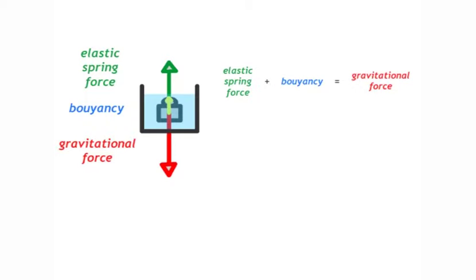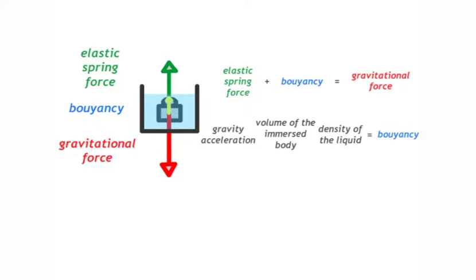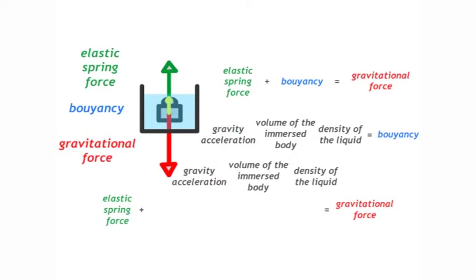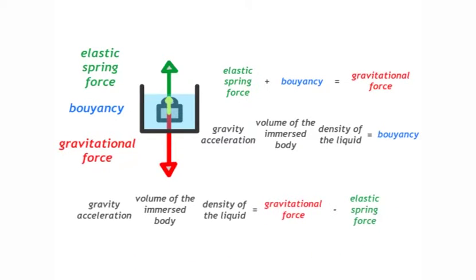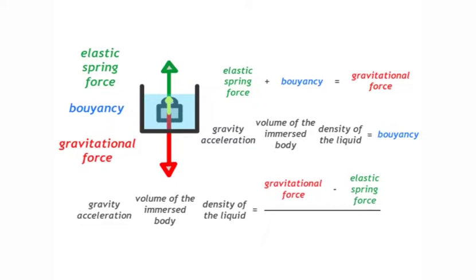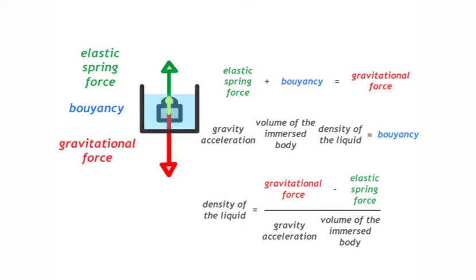As we have shown before, buoyancy on some body is the product of the density of the liquid in which that body is immersed, volume of that body, and the gravity acceleration. Substituting this in the former equation, we obtain the following expression. From this equation, we can express the density of the liquid as the difference between the weight of the body and the Newton-meter force when the body is immersed, divided by the product of gravity acceleration and the volume of the immersed part of the body.